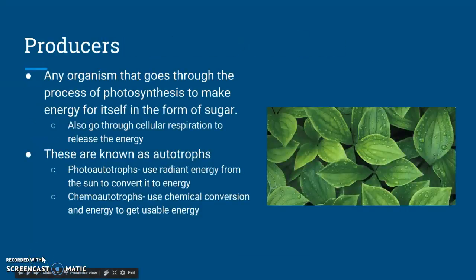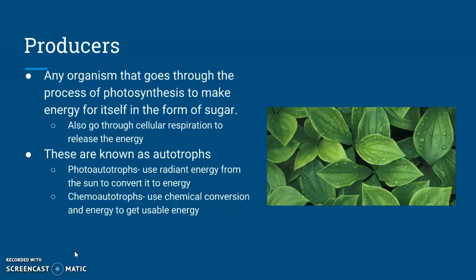So in our ecosystems and in ecology, we have plants, and plants are producers. A producer is any organism that goes through the process of photosynthesis to make energy for itself in the form of sugar. Remember, they also must go through cellular respiration to release that energy. They're just creating the sugars that they need for cellular respiration. These are known as autotrophs.